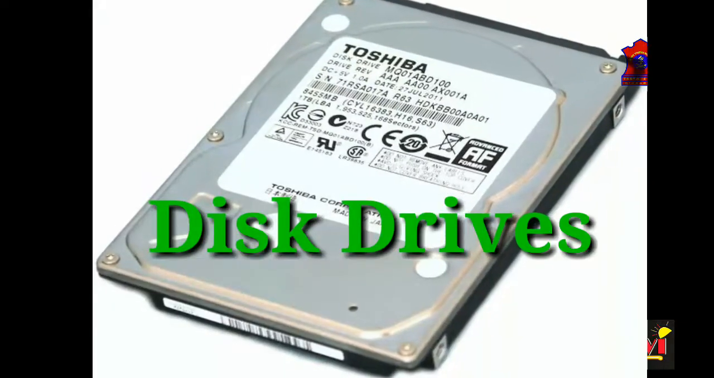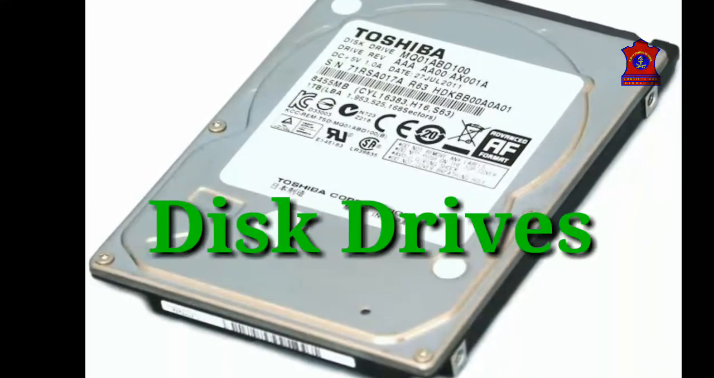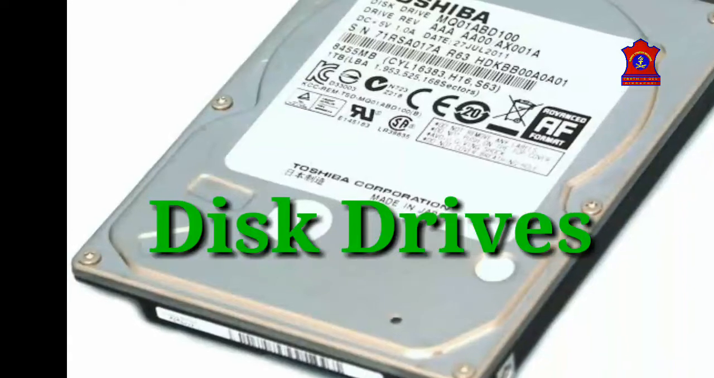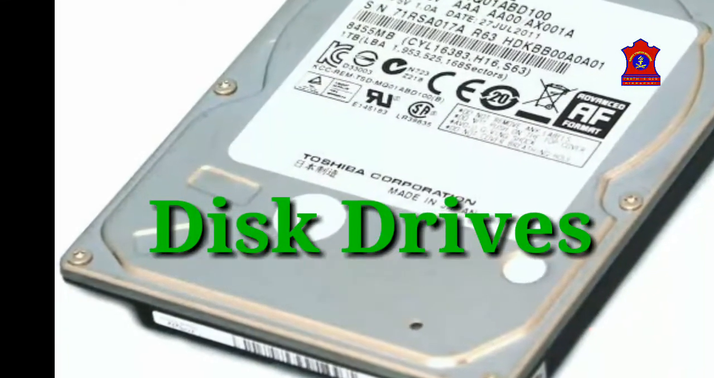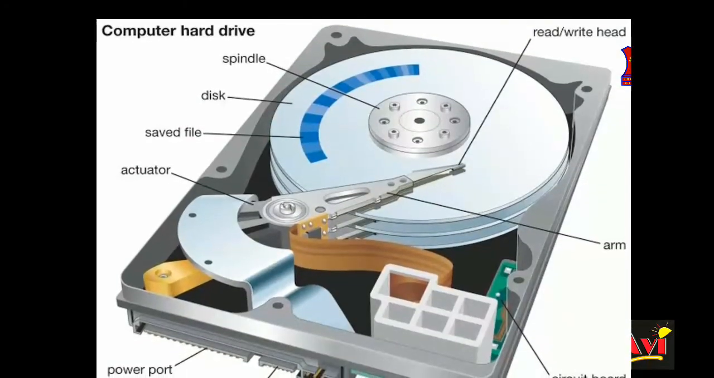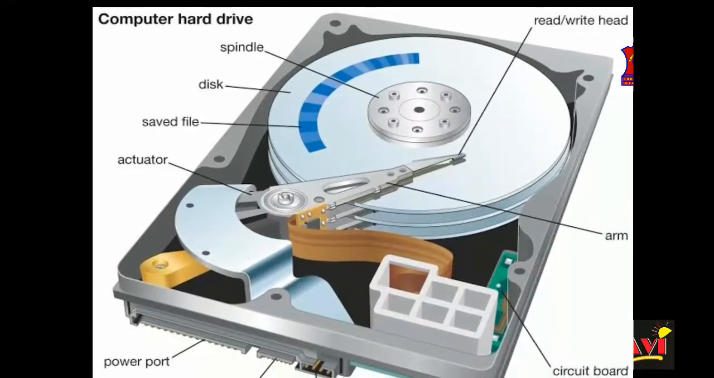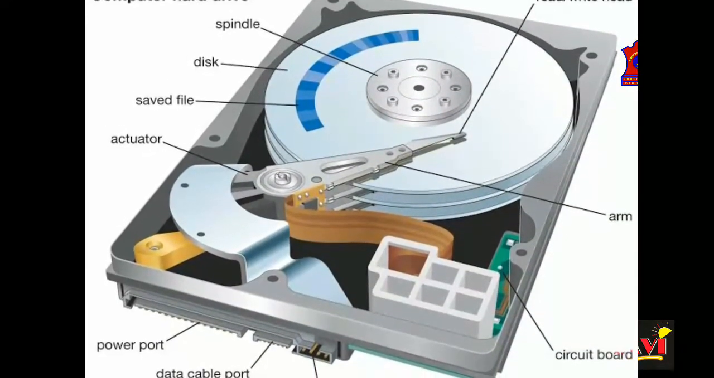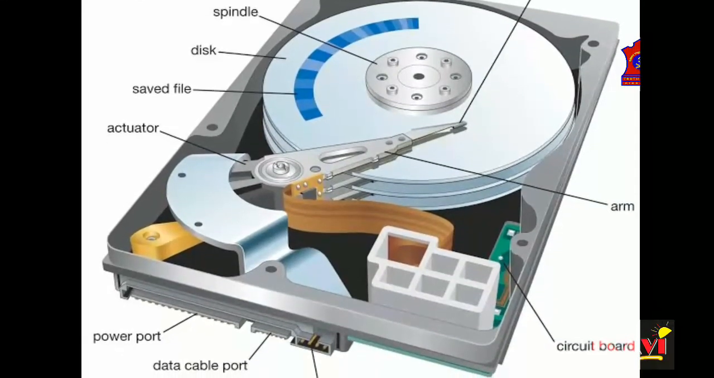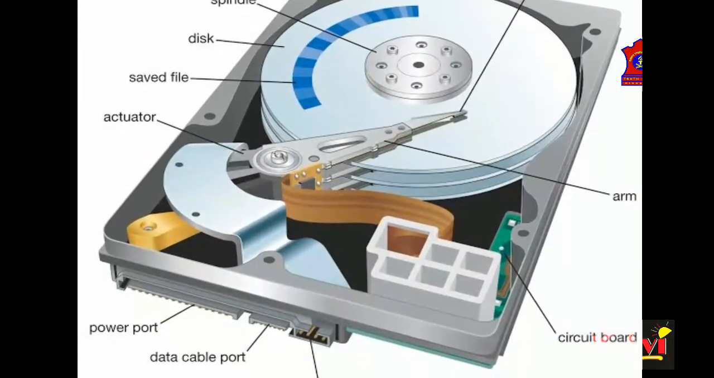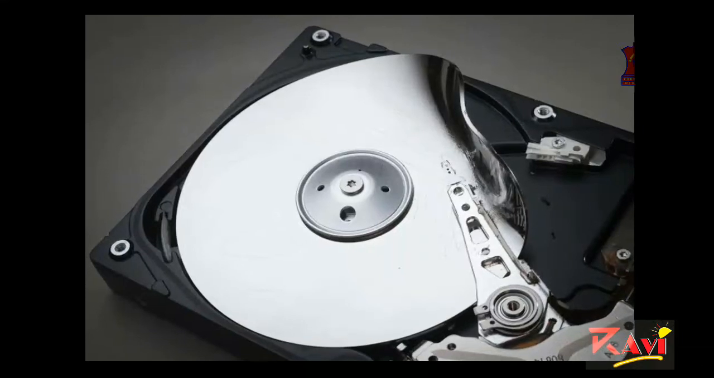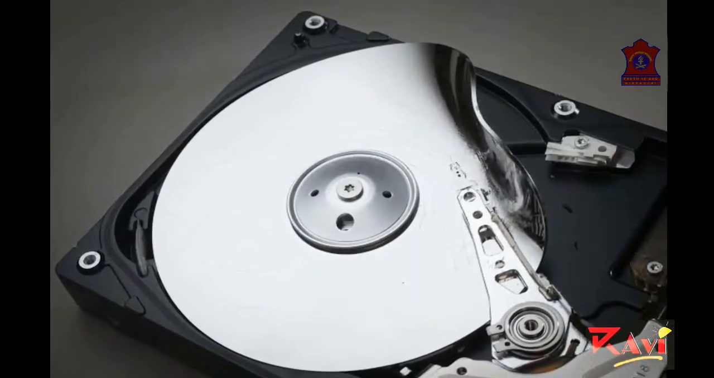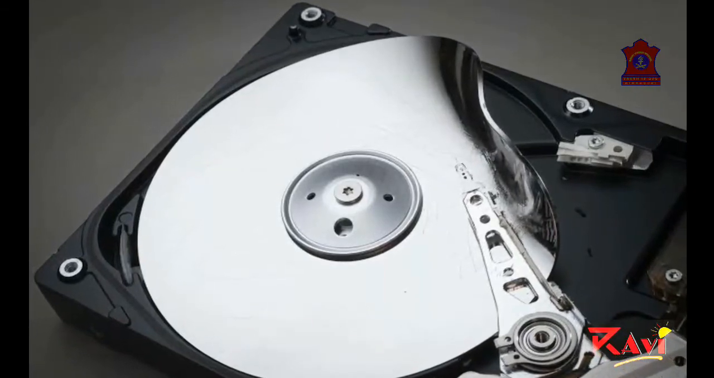Next is disk drives. These are the devices which are used to store data permanently. Now we are going to learn about the types of disk drives. Among them, the first is hard disk drive. The hard disk drive is used to store data and information for future use. Most computers have one hard disk located inside the system unit.